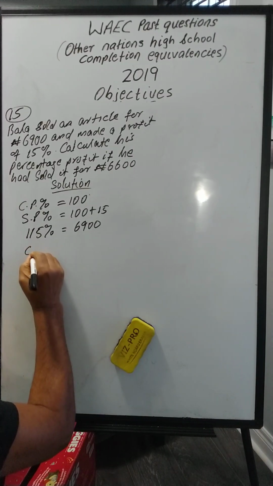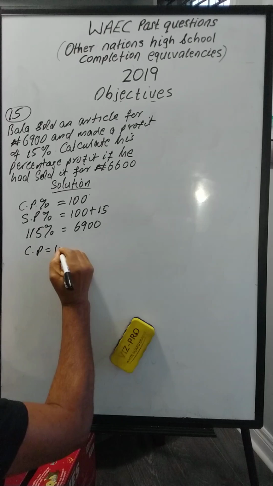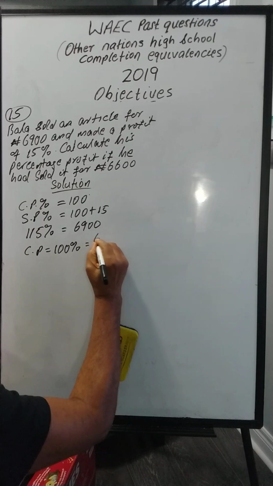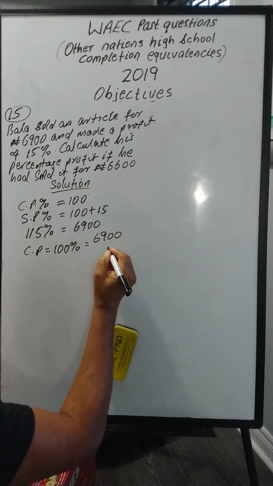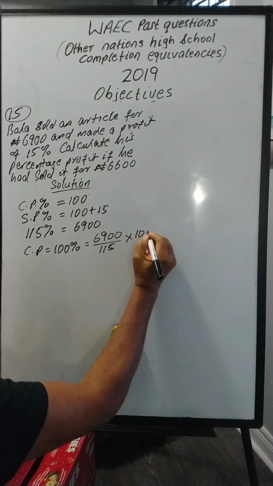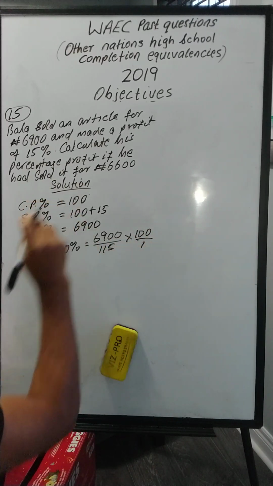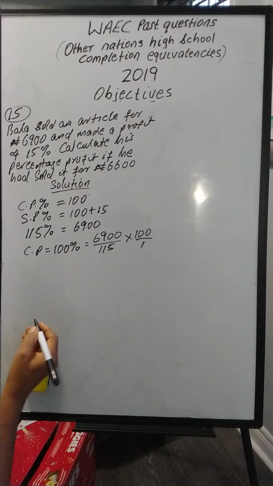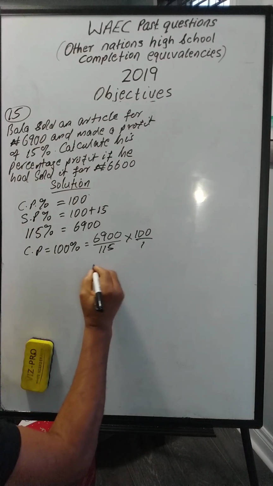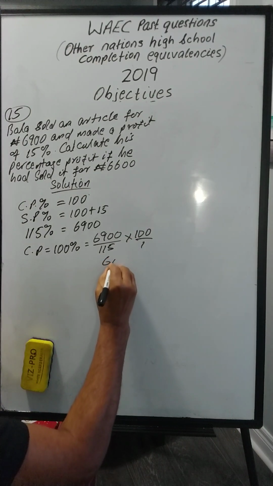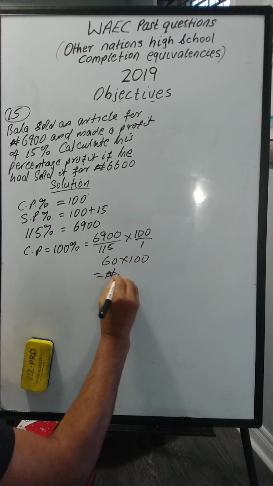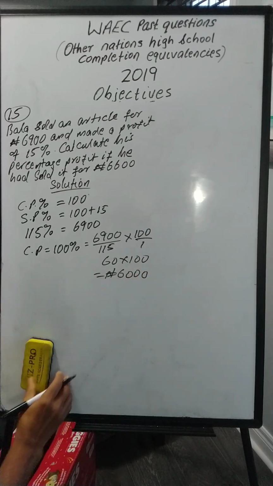That means, therefore, the cost price, which is 100%, is equal to 6,900 divided by 115 times 100%, the cost price. This will result to 60 times 100. That will give us 6,000 naira. That was the cost price.